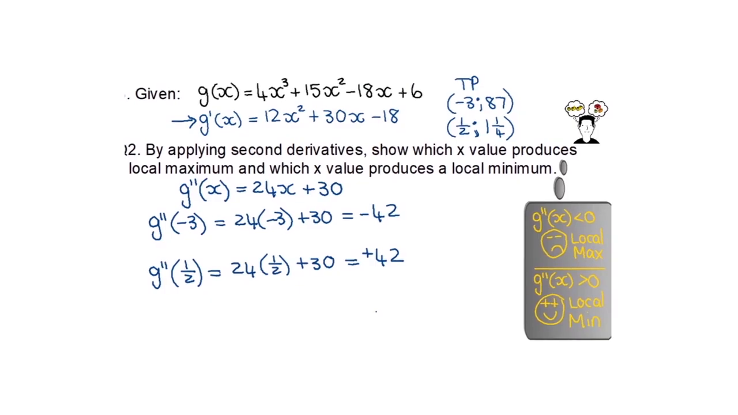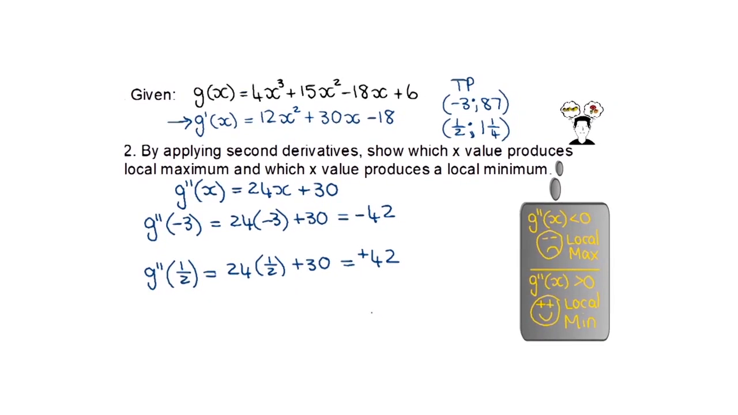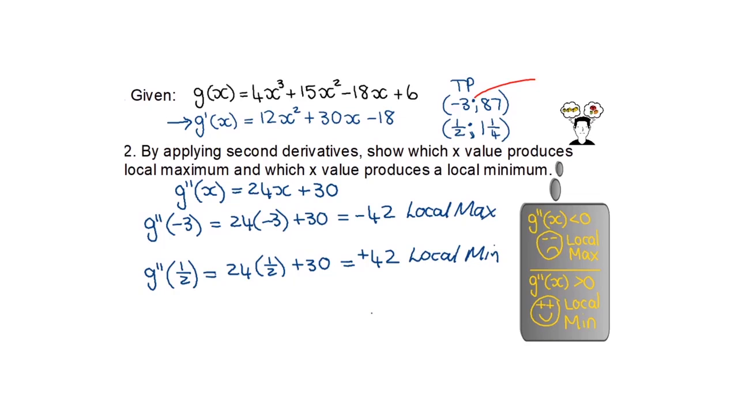We said that if the second derivative comes out negative, then it's a local max. So I can conclude that I've got a local maximum. And where it's positive, it will be the local minimum. In other words, if I go back to this turning point, negative 3, 87, where I had a negative 3, that will be the local maximum turning point, and the other one will be the local minimum.